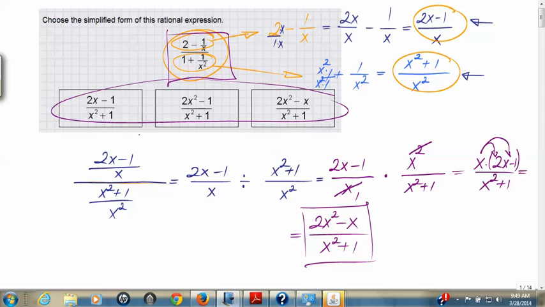And you check which one is similar to yours. As you can see, I have 2x squared minus x over x squared plus 1. Your last option there will be the good answer. Okay, I hope it makes sense. One step at a time: work with your numerator, follow with your denominator, write them one on top of the other, skip, flip, multiply, simplify anything that is possible, and then you're done. Okay, thank you.